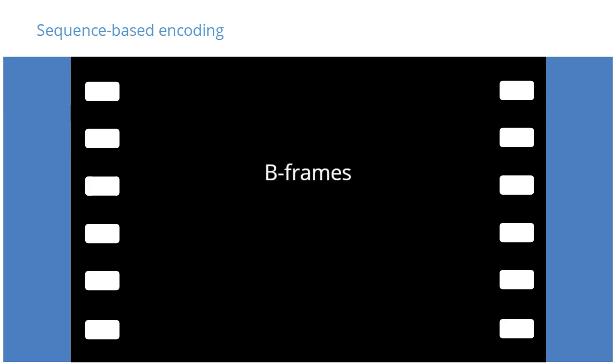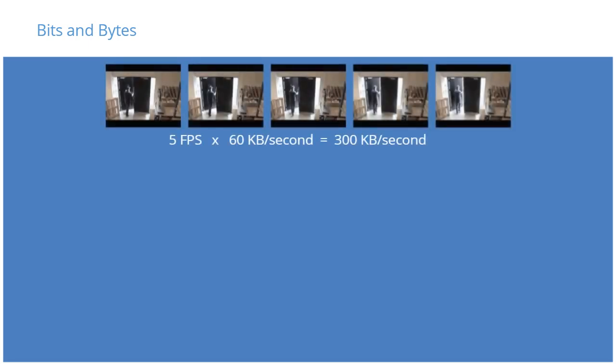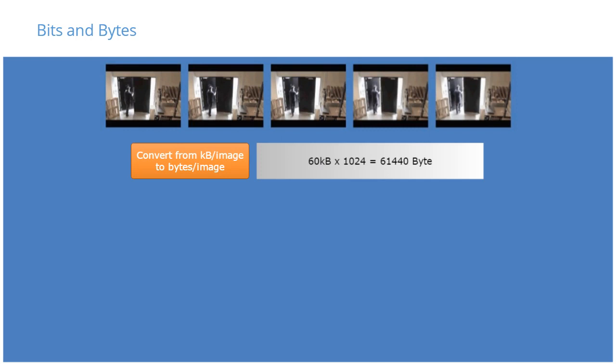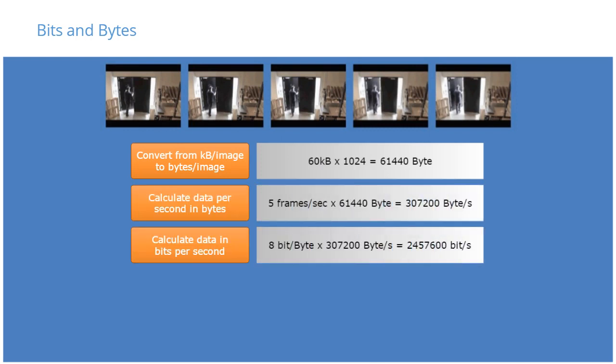B frames are bidirectional frames. They compute the content based on the previous frame and the next frame. B frames are rarely used in surveillance. Keep in mind that we measure the transmission of data in bits or kilobits per second and not bytes or kilobytes per second. Let's look at an example. The previous frame-based encoding example generates 300 kilobytes per second of data. Watch as we calculate the data transmission rate for this example in megabits per second.